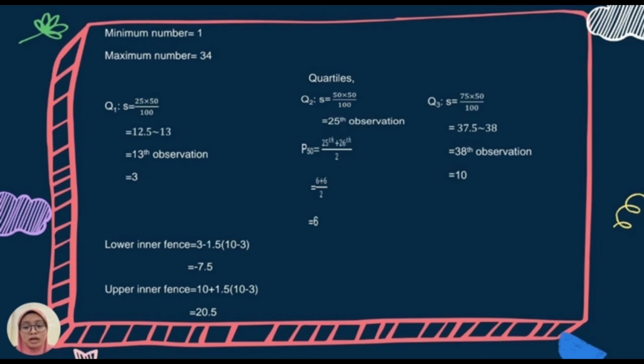Then I need to search for the upper fence and lower fence, as the whisker has to stay within the fence and not pass through it. The lower fence formula is quartile 1 minus 1.5 multiplied by the interquartile range. So it is 3 minus 1.5 multiplied by (10 minus 3), and the value is negative 7.5. For the upper fence, the formula is quartile 3 plus 1.5 multiplied by the interquartile range. So 10 plus 1.5 multiplied by (10 minus 3), and I will get 20.5.